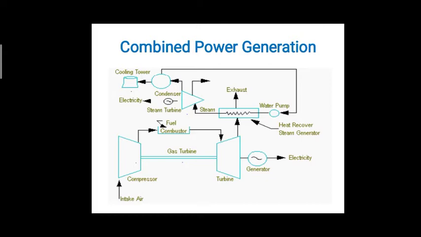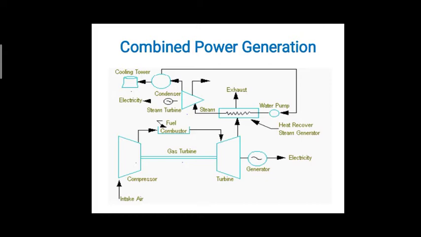Okay, now the inlet air, or you can say the fresh air from the atmosphere, passes through the compressor. It gets compressed. Then where does it go? It goes to the fuel combustor, or you can say the combustion chamber.